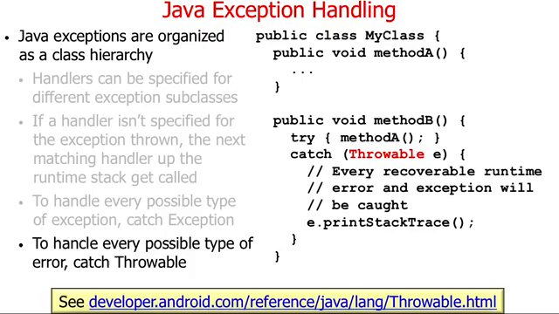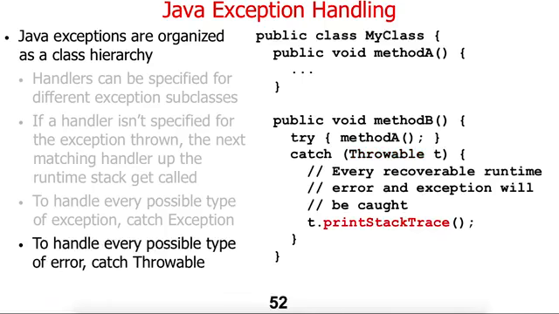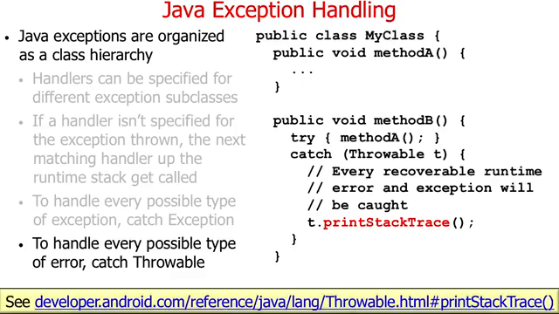A useful method defined by Throwable, and thus available to all exception subclasses, is printStackTrace, which prints a backtrace of all methods on the runtime stack leading up to the location where the exception occurred. This backtrace can be extremely helpful when locating bugs in your apps.